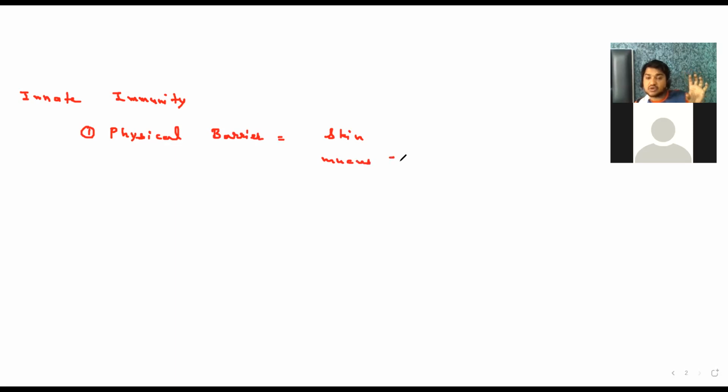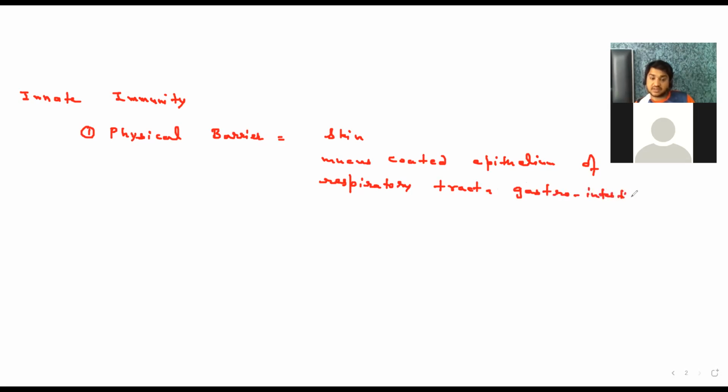Mucus is very good at trapping pathogens, right? Most of the bacteria get trapped in the mucus because it is something like a sticky type of fluid of our respiratory tract. Like in the trachea, there is a lot of mucus. The epithelium of the respiratory tract, the gastrointestinal tract, the mucous membranes, all these are very good at trapping pathogens. Cilia, earwax, that stuff. The urinogenital tract also.